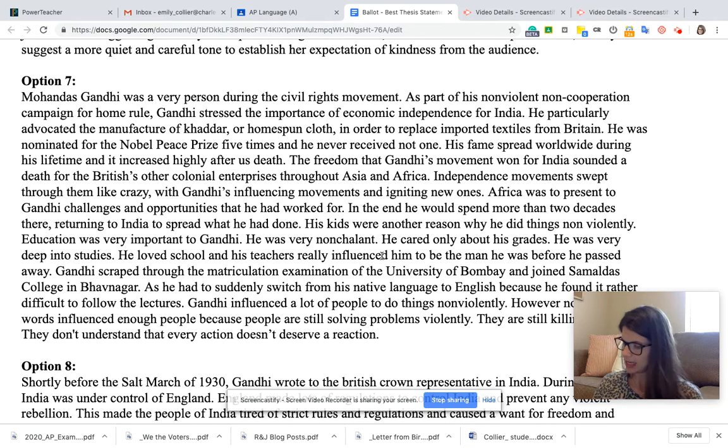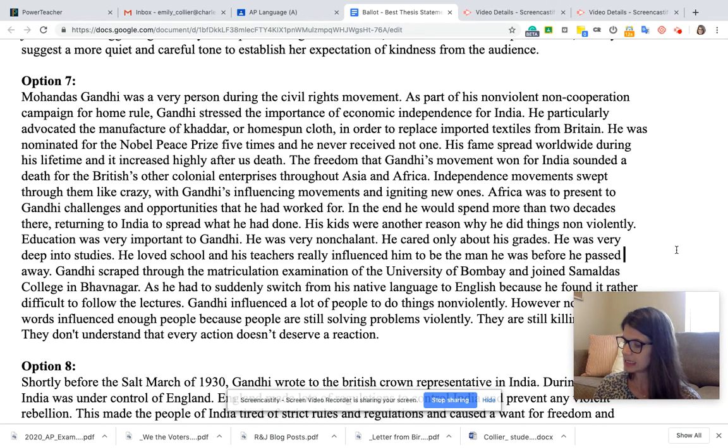Okay, 7. 7, just like 5, included irrelevant context in the introduction, which led me to believe that research was conducted. Remember that all of the context should be relevant to the prompt and relevant to the purpose. It doesn't necessarily matter that his kids were a motivator in him acting nonviolently. Certainly important, but not necessarily here to this prompt and this intended purpose.